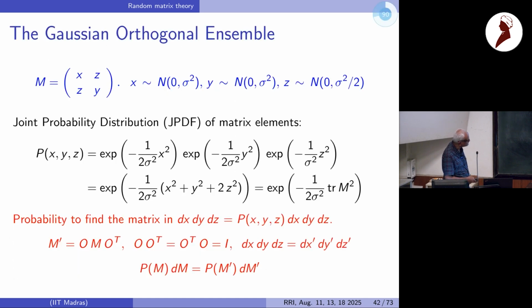Okay, so in the next 10 minutes or so, I'm going to introduce some central characters in random matrix theory.